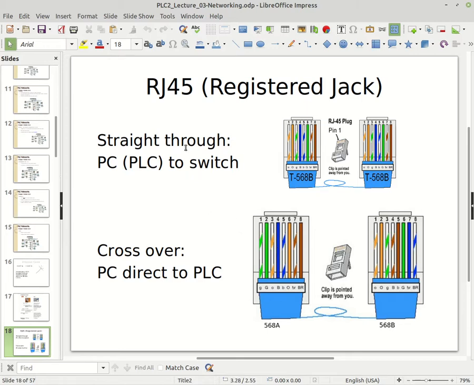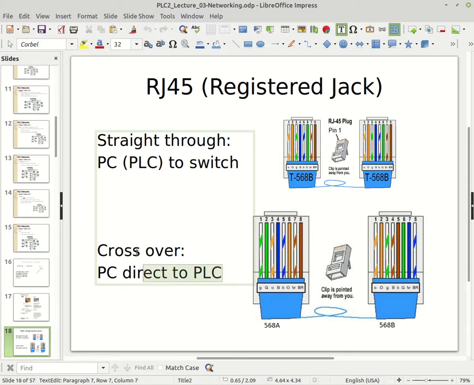Now, it's very important that you understand this, because if you are connecting your PC and your PLC together through a switch or a hub device, then you must use the straight through cable. You can't use a crossover. However, let's say that you had your laptop and you wanted to walk out onto the plant floor and download an update to the PLC program. So you're just going to plug in directly from your PC directly into the PLC.